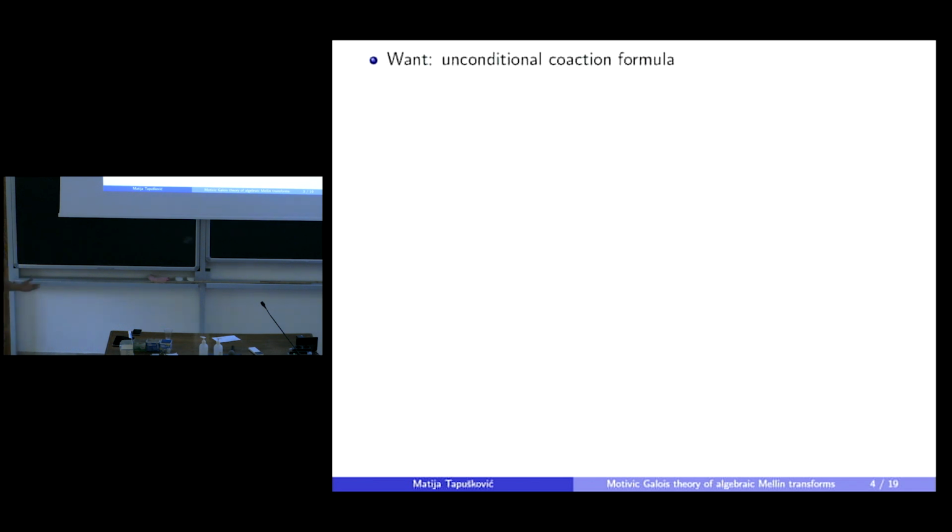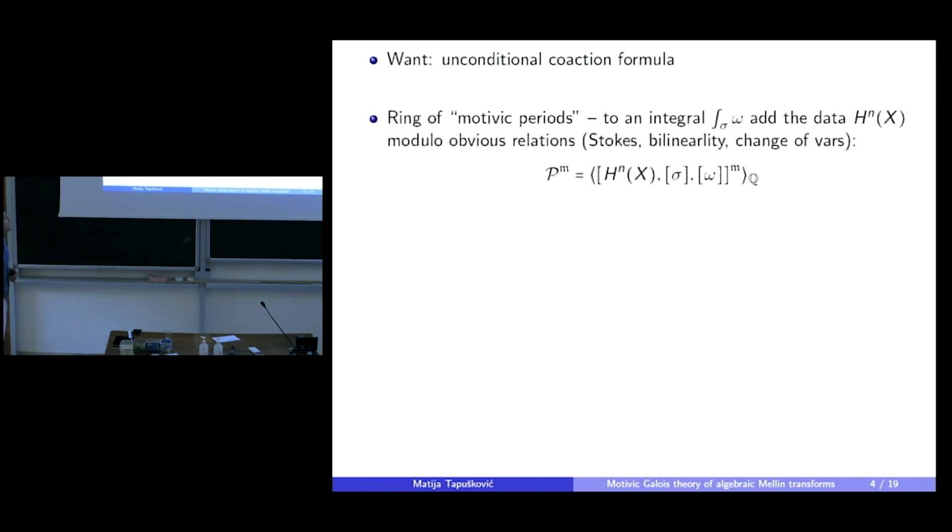Right, so what we actually want is an unconditional coaction formula, that we can maybe study and compute something concretely. And to do this, we're going to introduce a ring of what we call motivic periods. This is simply going to be that to an integral of omega over sigma, we're going to add the data of the cohomology of X. So we're going to find some X such that, as I said earlier, omega is in the de Rham cohomology of X, sigma is in the Betti homology of X, and we're going to add that data to this integral. And we're going to mod out by the obvious relations: Stokes, bilinearity, change of variables, etc.